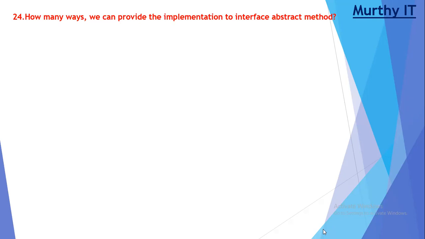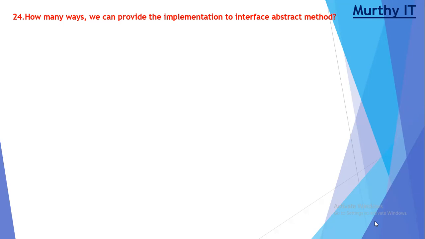Today we are going to discuss one of the important interview questions. We have an interface, and that interface has abstract methods. How many ways can we provide the implementation to that interface's abstract method?